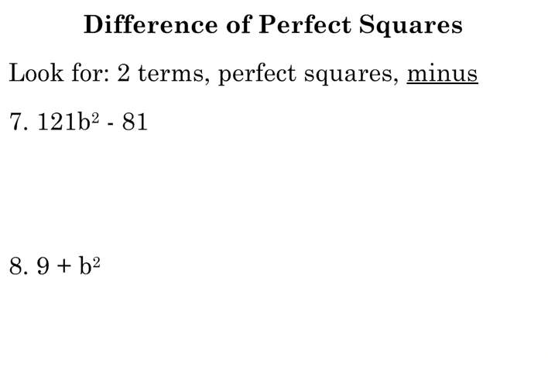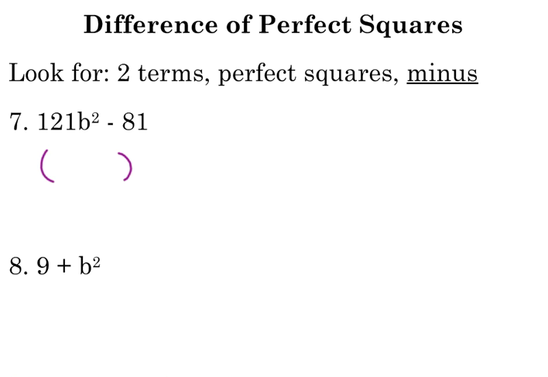Now, we still need to start the process by looking for a GCF between the two numbers, because sometimes there will be, but sometimes there's not. So, if we look at number 7 there, 121b squared minus 81. 121 and 81 do not have a GCF. The reason why I know that is because I know that 121 and 81 are both perfect squares already. So let's just jump into our difference of perfect squares factoring.